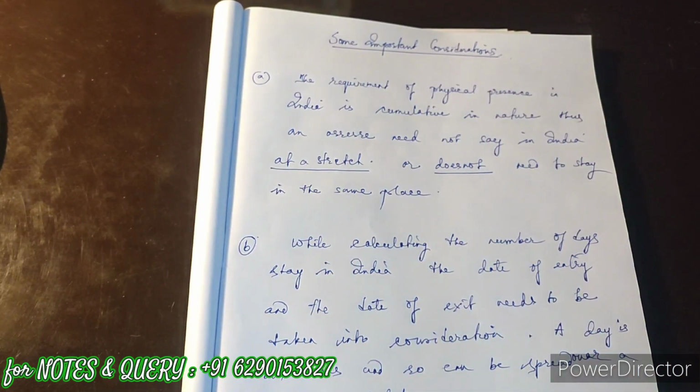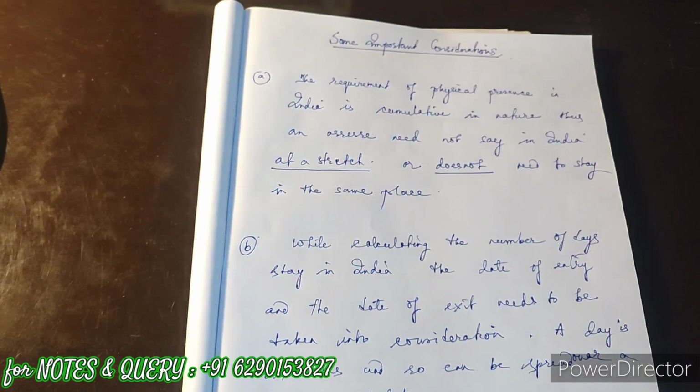Now there are certain important considerations that you should keep in your mind. The first is the requirement of physical presence in India is cumulative in nature. Thus an assessee does not need to stay in India at a stretch, or stay in the same place also. So it is not that he has to stay at a stretch for 60 days or for 182 days or whatever. So it can be divided. You can add up the hours he was there in India, and 24 hours would amount to 1 day. Okay?